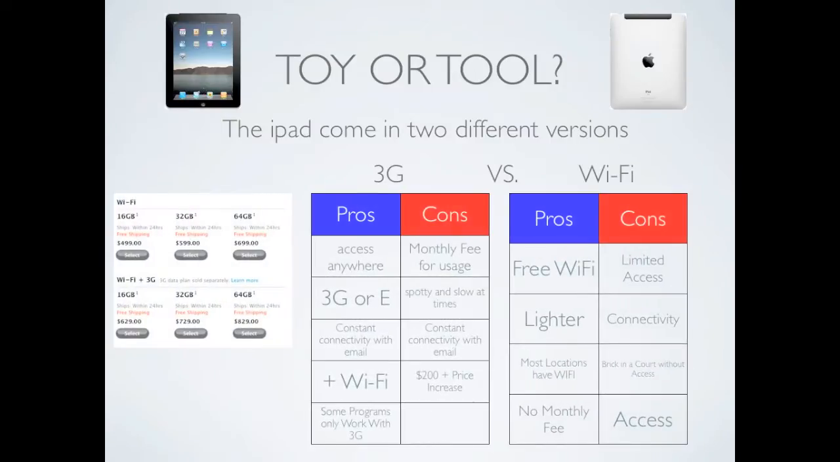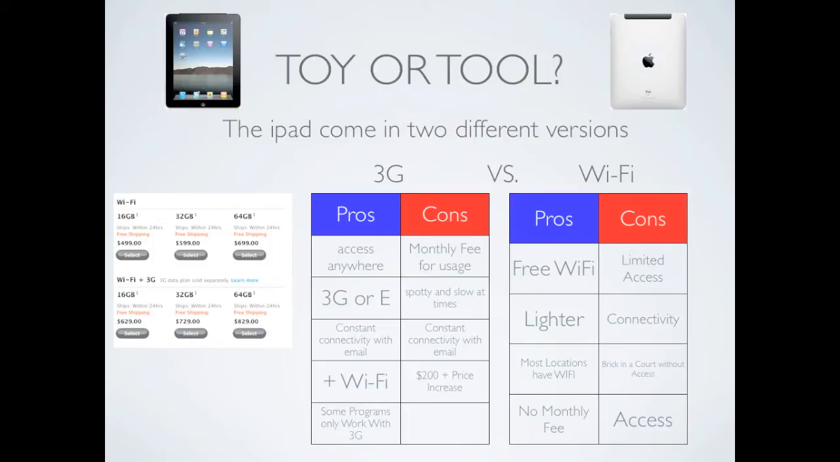Now, the first thing we need to do is figure out what the difference between the Wi-Fi and the 3G version are. The 3G version offers you access anywhere over a 3G network. There's a monthly usage fee for that. When Wi-Fi is not available, the 3G kicks in. If you're in a rural area, the coverage may be spotty at times. You have constant connectivity with your email server, and the Wi-Fi 3G version is about $200 more expensive than the regular version.